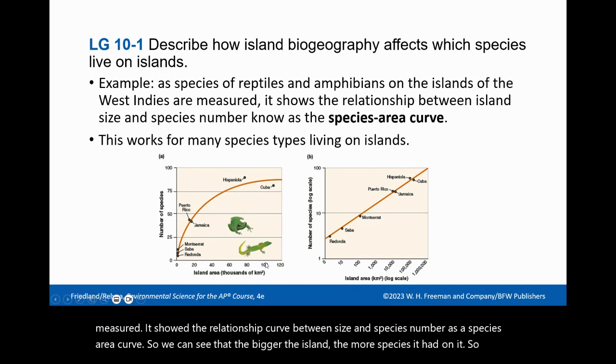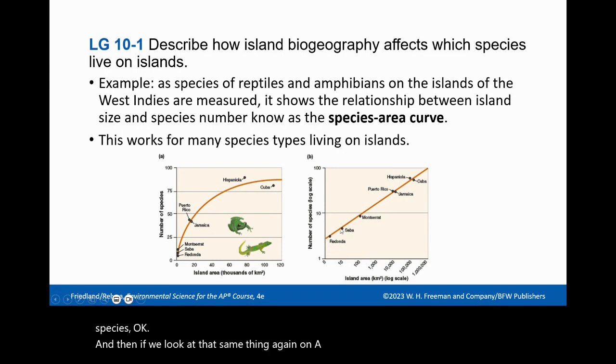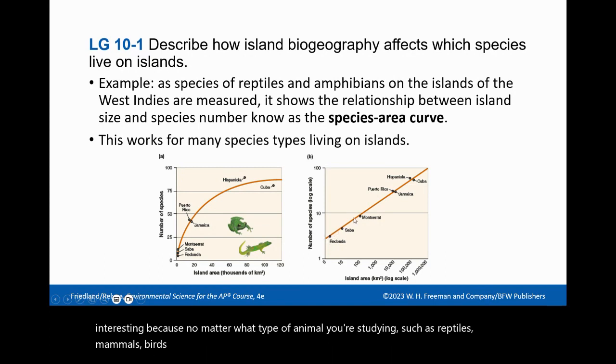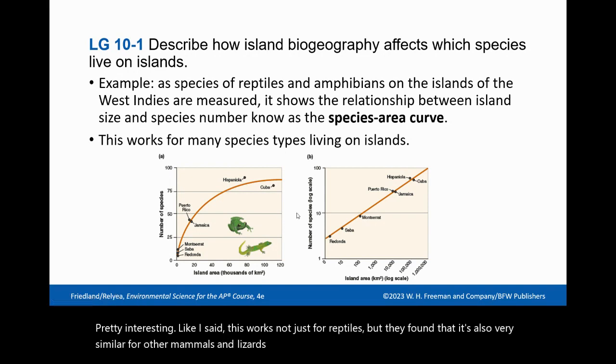Down here on our x-axis is island area in thousands of kilometers, and this is our number of species. If we look at that same thing again on a log view, it just keeps going. It's pretty interesting because no matter what type of animal you're studying, such as reptiles, mammals, or birds, it generally follows a curve of about 20 to 30 as the increase. Like I said, this works not just for reptiles, but they found it's also very similar for other mammals, lizards, frogs, birds, insects, and things like that.